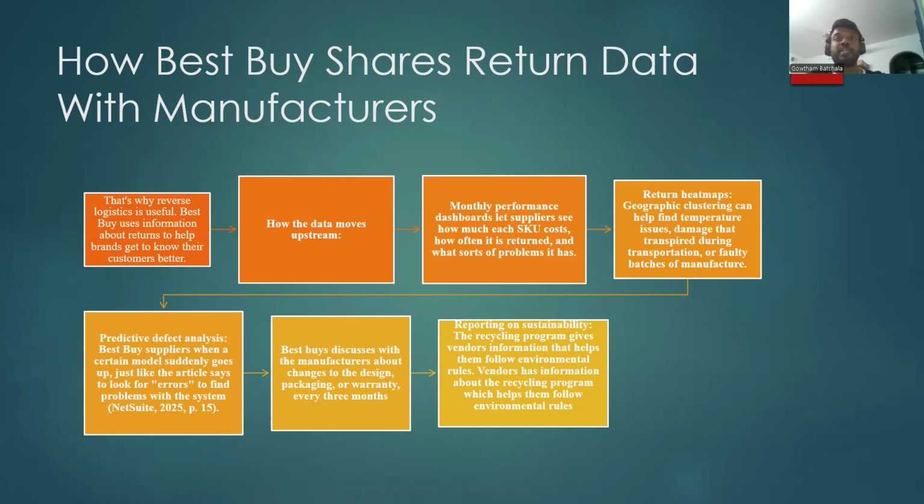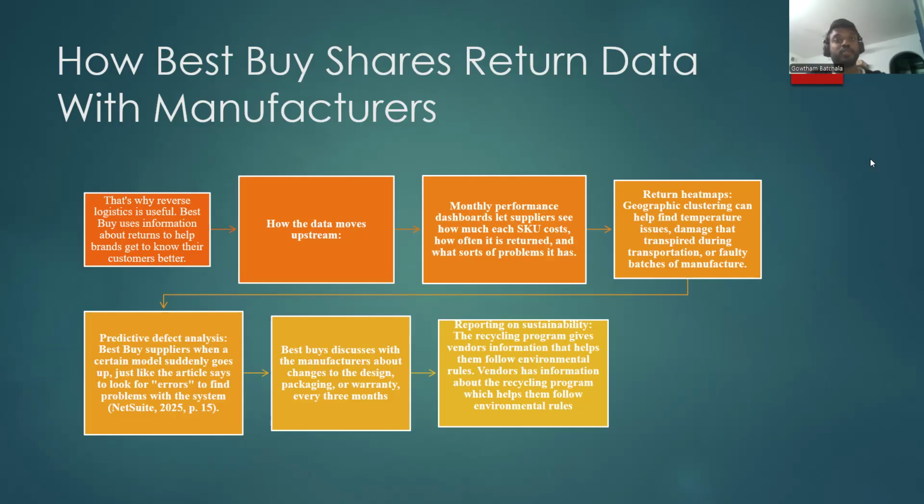So Best Buy also uses predictive analytics to alert suppliers when a specific model suddenly gets a spike in returns. This early warning helps the manufacturers catch design flaws before they become widespread. And Best Buy also provides sustainability reports documenting how items were recycled or processed, helping manufacturers stay compliant with regional environmental regulations. This feedback loop is one of the most valuable outcomes of reverse logistics. It directly reduces future returns and helps companies build better products.